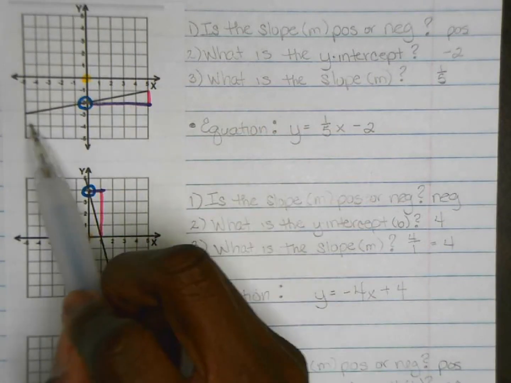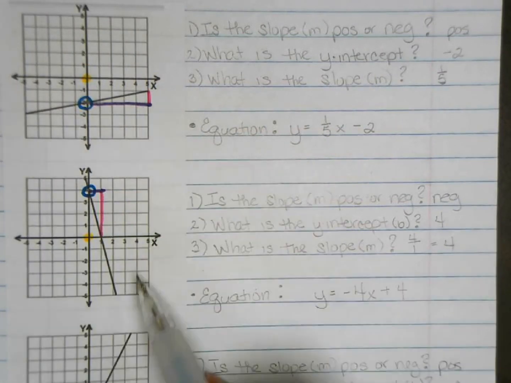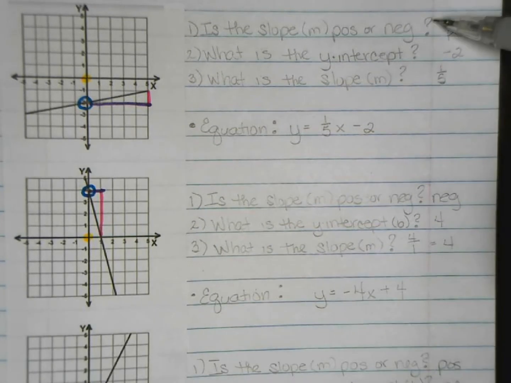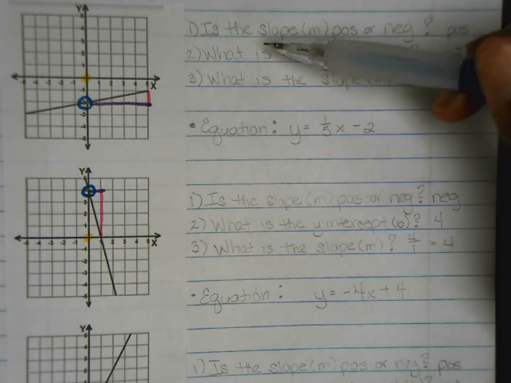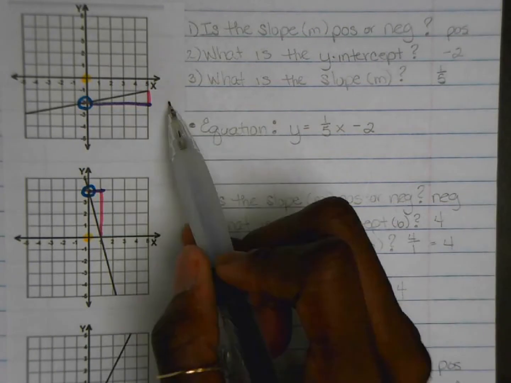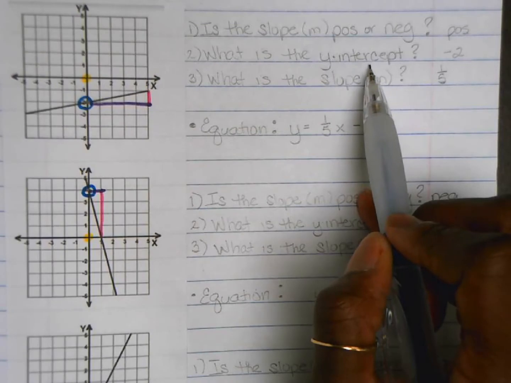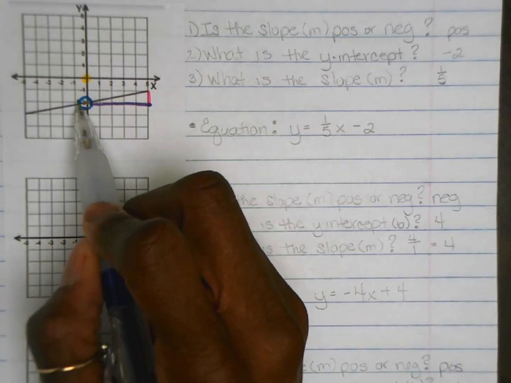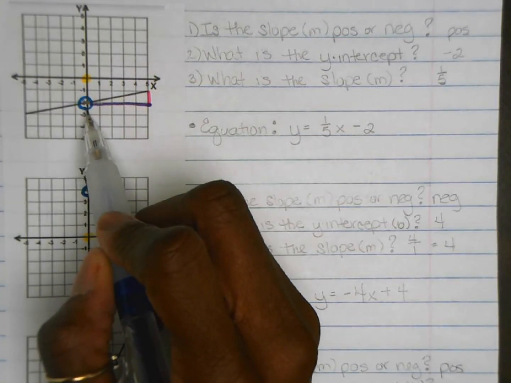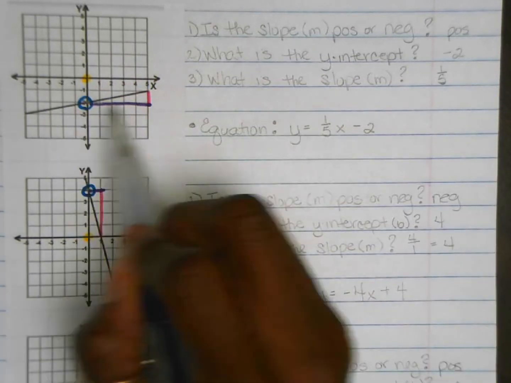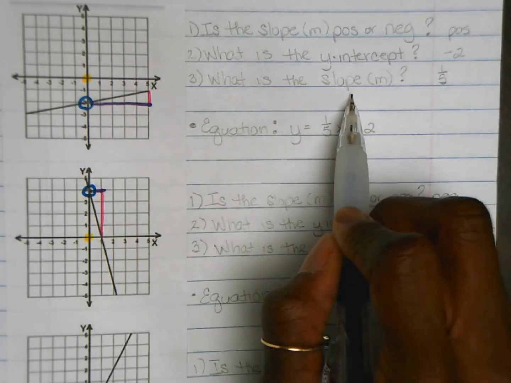Okay? If my line is going to the right, it's positive. If it's going to the left, it's negative. So, is the slope positive or negative? It's positive. What is my y-intercept? Now, my y-intercept, remember, that's where my line crosses the y-axis. And I like to go ahead and do that in blue. And it's at a -2.